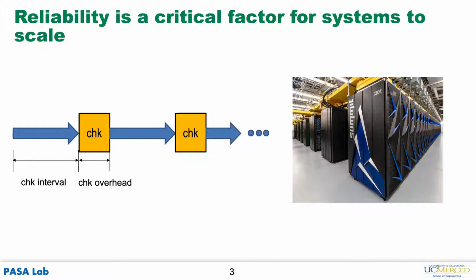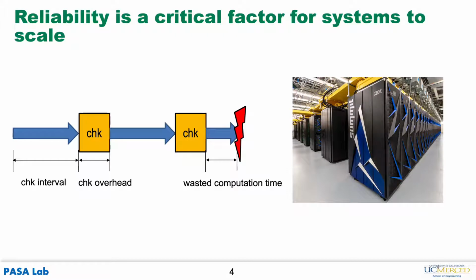The traditional mechanism to handle failures in HPC systems is the checkpointing restart mechanism. The high-level idea is that the application runs for a certain period of time, which is defined as the checkpoint interval, and takes a checkpoint, which is to store the program states into a non-volatile storage, and runs another period of time and takes the checkpoint and goes on.